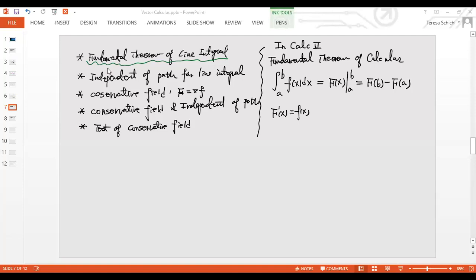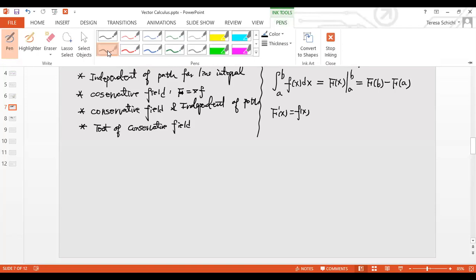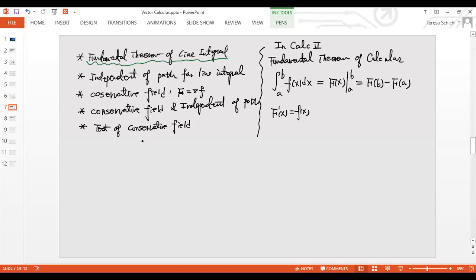We talked about the fundamental theorem of line integrals. Then we talked about one very key concept, the conservative fields. So what is a conservative field? That means if your vector field, capital F, is the gradient vector of some function f, then we say F is a conservative field.